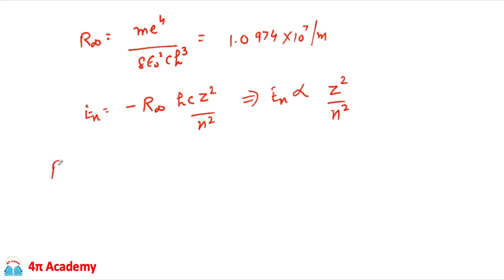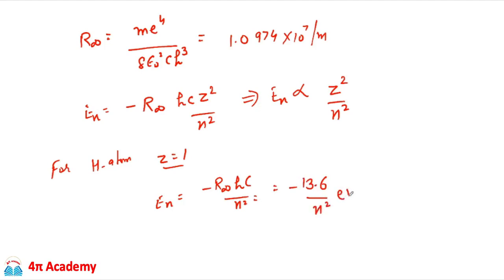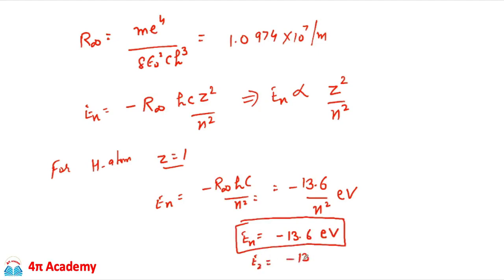And for hydrogen atom, whose Z is equal to 1, the value of E n comes out to be minus 13.6 over n square electron volt. This energy is different for different orbits, and for the first orbit its value is minus 13.6 electron volt. Similarly, you can calculate the energy for the second orbit, and it comes out to be 13.6 divided by 4, that is minus 3.4 electron volt. You can see that this energy increases with the increase in orbit, and the value of energy for the infinite orbit is 0 electron volt.